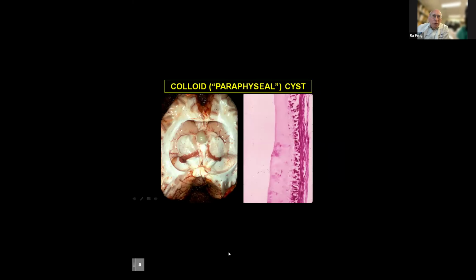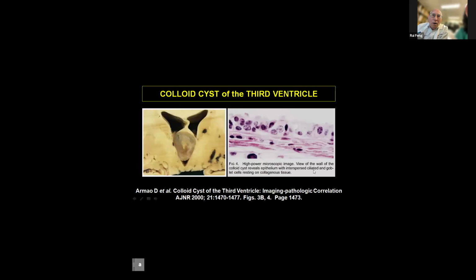This was an 8-year-old child found dead on the sidewalks of New York decades ago. I was in the medical examiner's office, and you can see the hydrocephalus and the grape of the colloid cyst obstructing the foramina of Monro. The colloid cysts have an epithelium of interspersed ciliated and goblet cells resting on this collagenous membrane. They secrete a fluid that is analogous to mucus from respiratory epithelium.